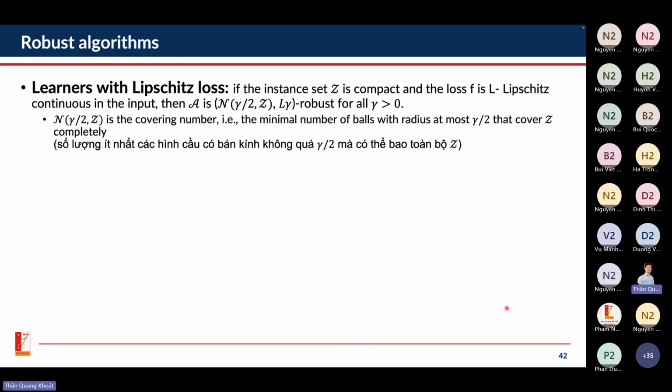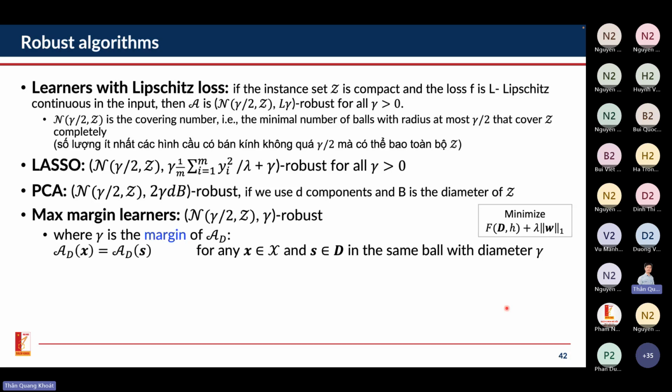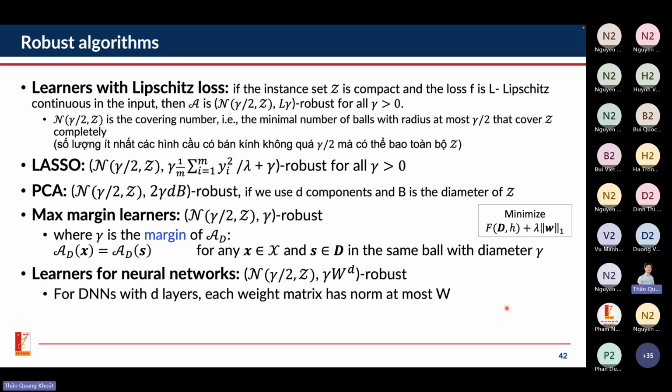And in practice, many algorithms can be robust under some conditions. Here are just some examples. For example, Lasso, PCA, and machine learners such as SVM, right? And neural networks can be robust. And of course, the robustness number here can be large, but they can still be considered robust.